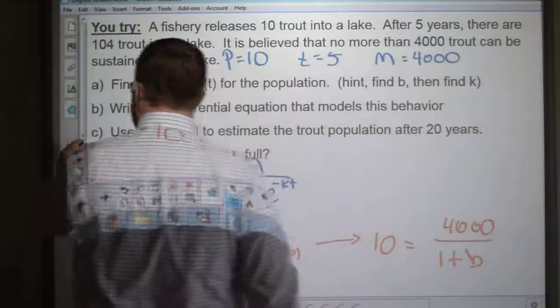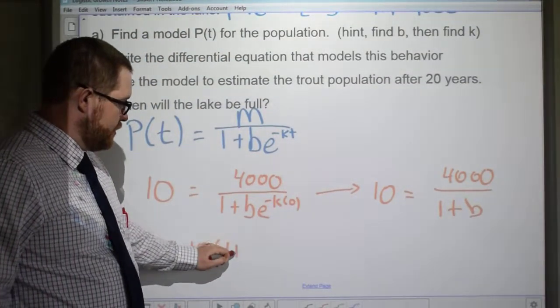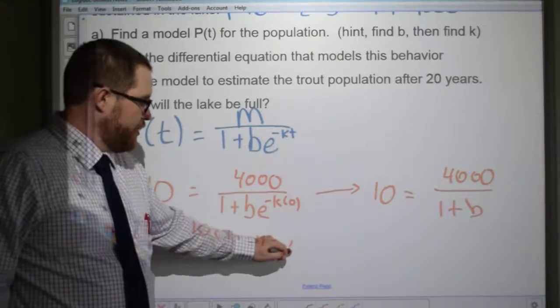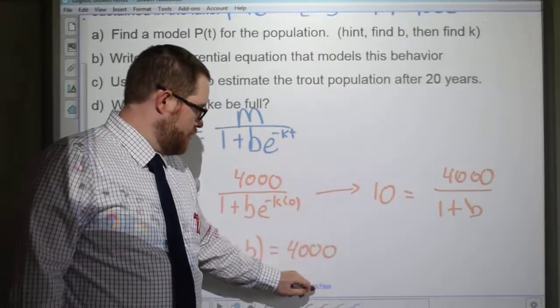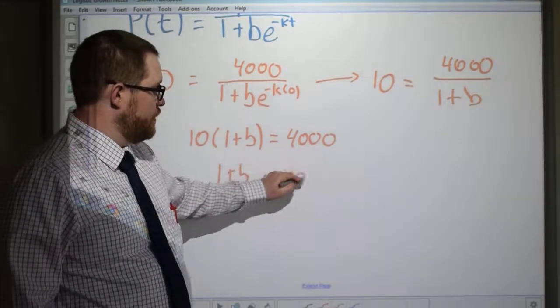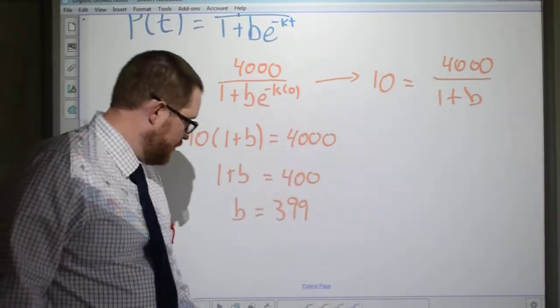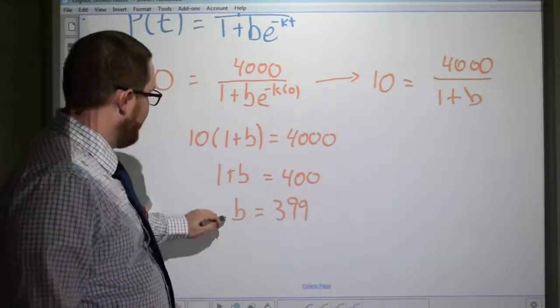Now you can solve for B. Pretty easy. Multiply this over, you'll get 10 times 1 plus B equals 4,000. Divide the 10 over, you'll get 1 plus B equals 400. And you'll get B equals 399. So I'm going to take that and plug it back into my problem.